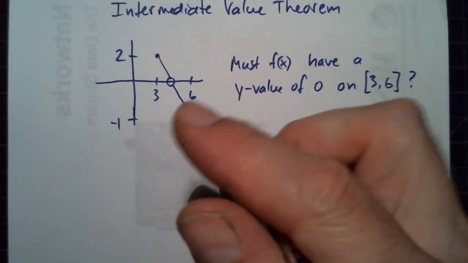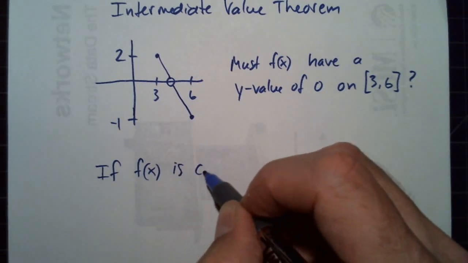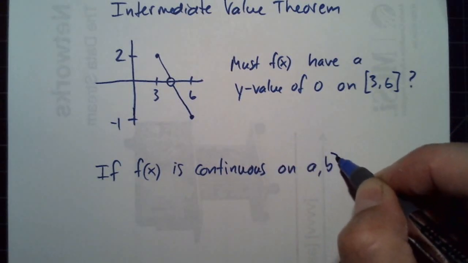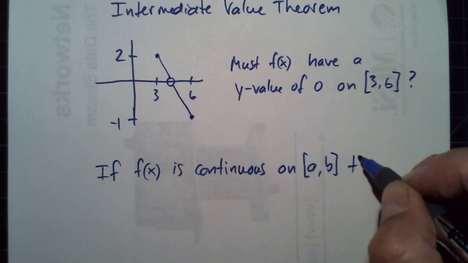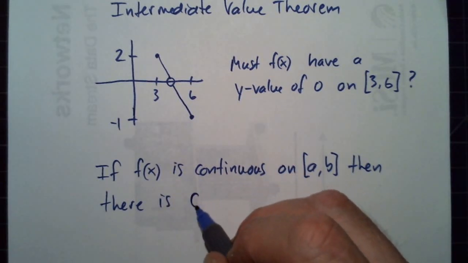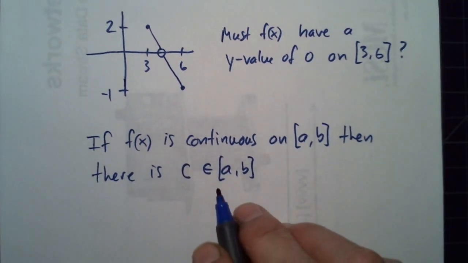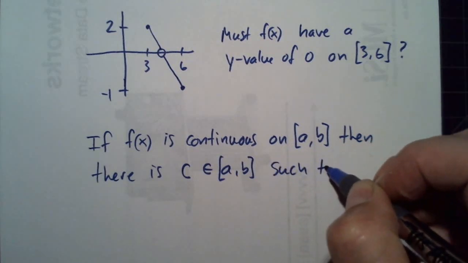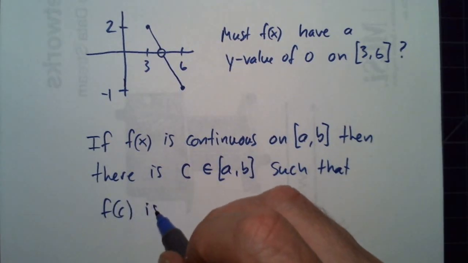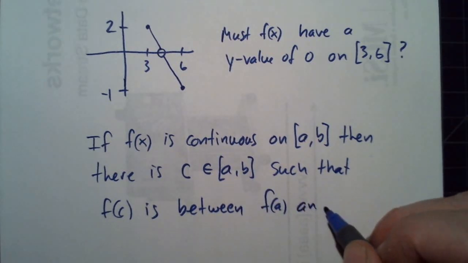So here's the intermediate value theorem. If f of x is continuous on an interval, then there's a number between a and b such that the y value of that number is between the y values of a and b.